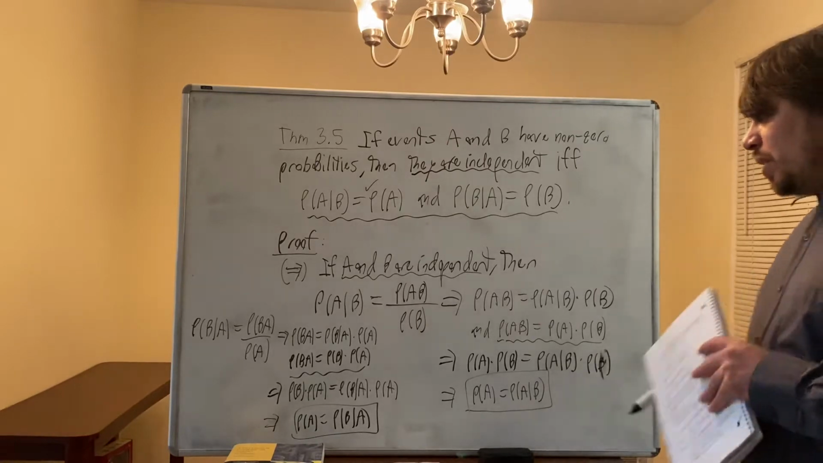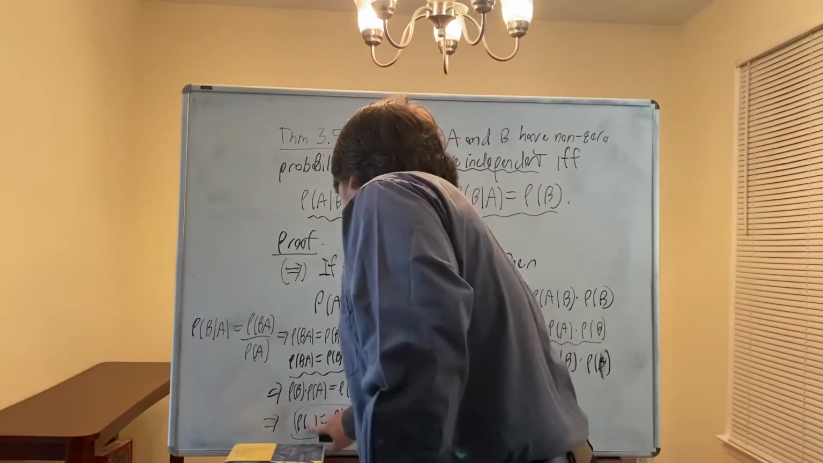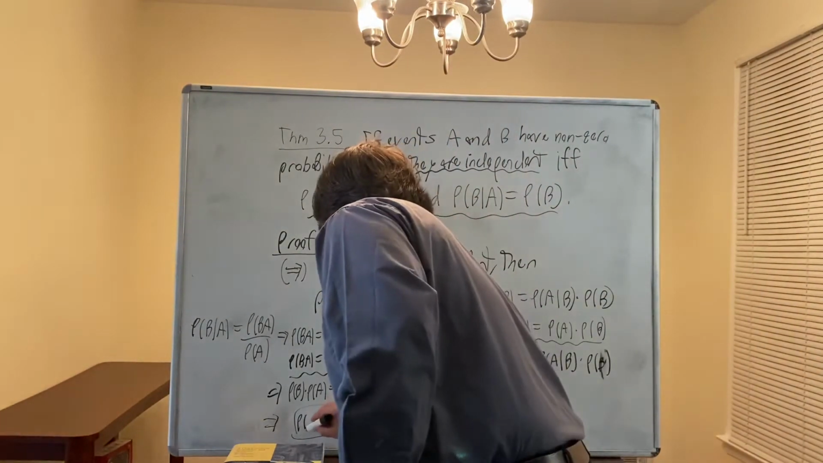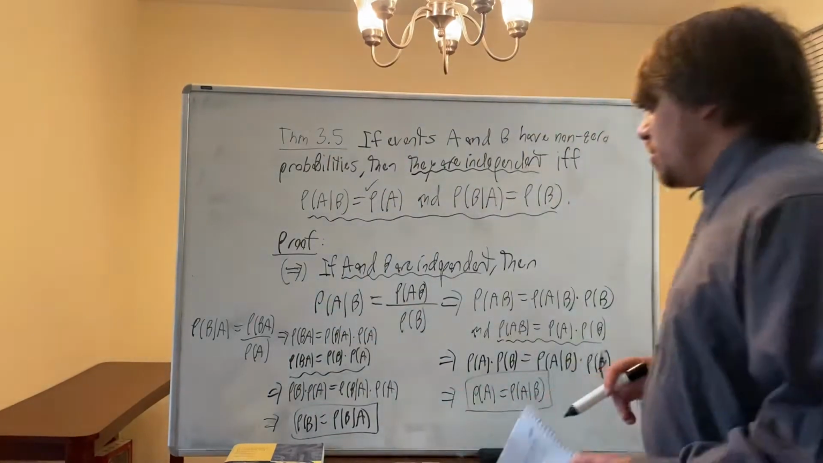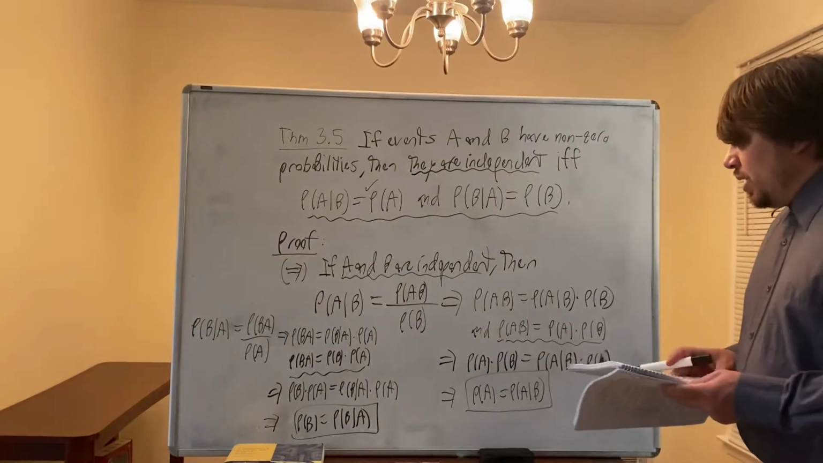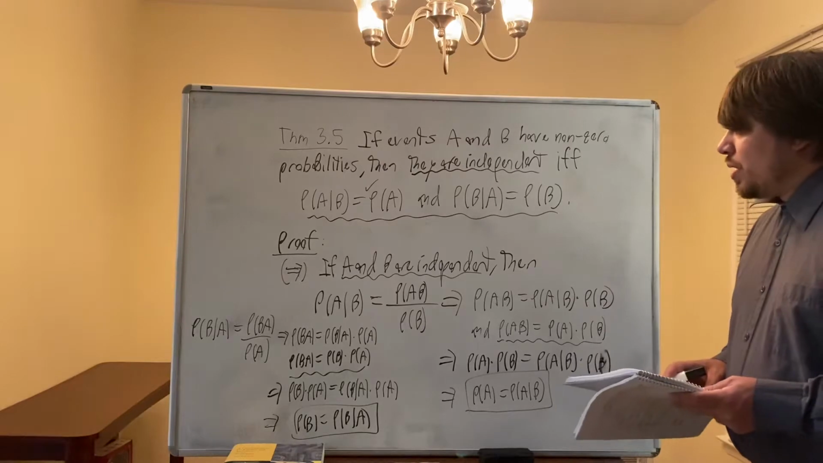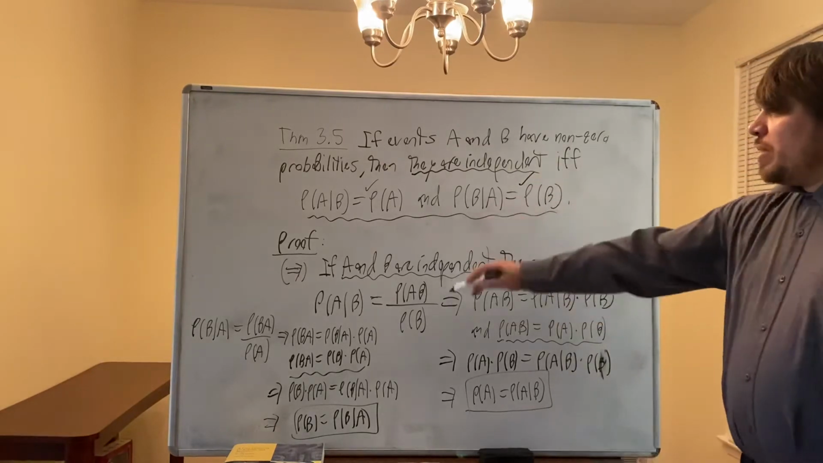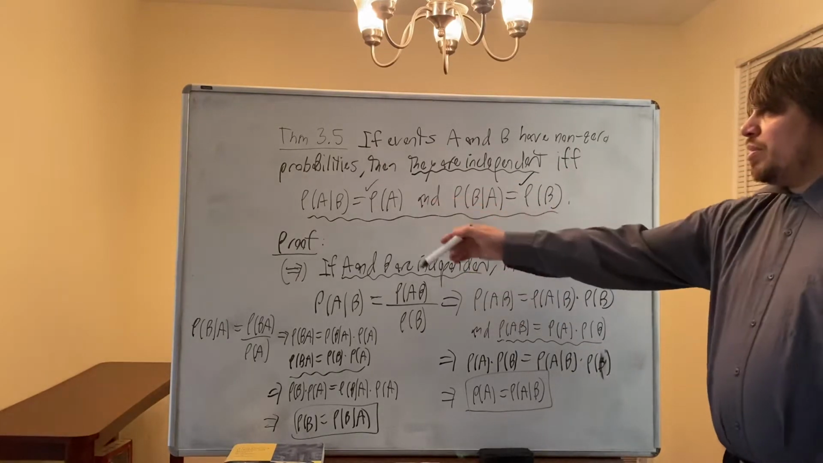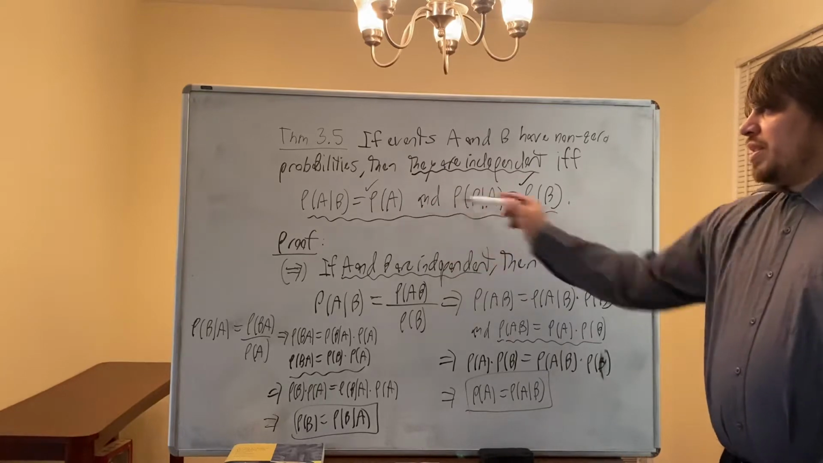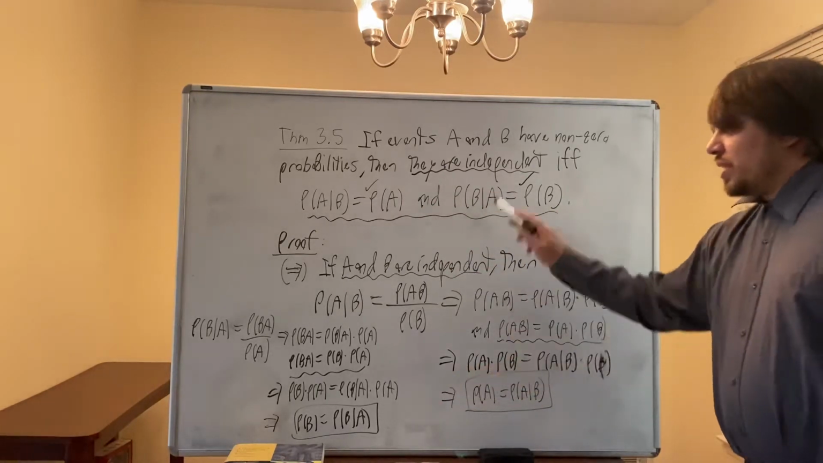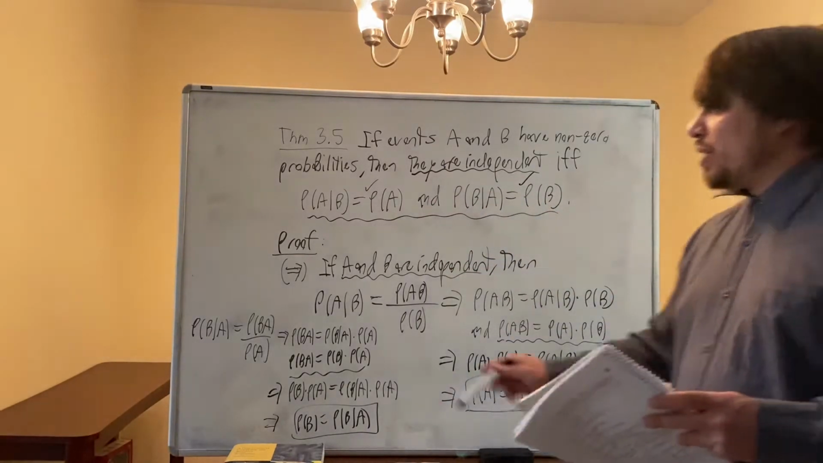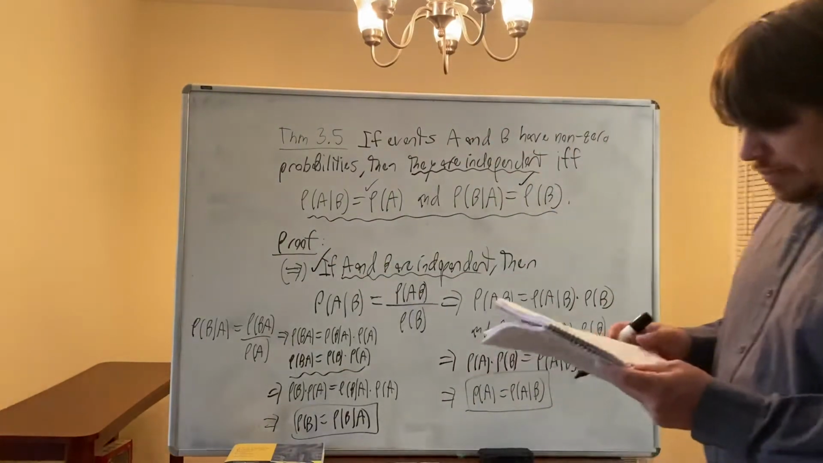The probability of A is canceled, so the probability of B is equal to the probability of B given A. So we showed, assuming that A and B are independent, that these two equations hold, this equation and that equation. So the forward direction of the proof is done.